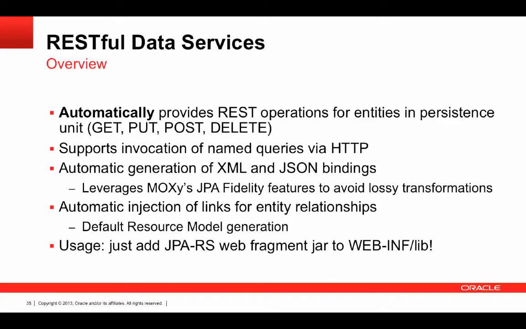Now plugging this in is very straightforward. All we have to do is add a web fragment jar into the WEB-INF/lib of our WAR file. That leverages Java EE 6 container support, and it looks at the web fragment XML, extends the web archive to include this additional resource, and then processes the JPA persistence units and makes sure the full REST API is available to the consumer.